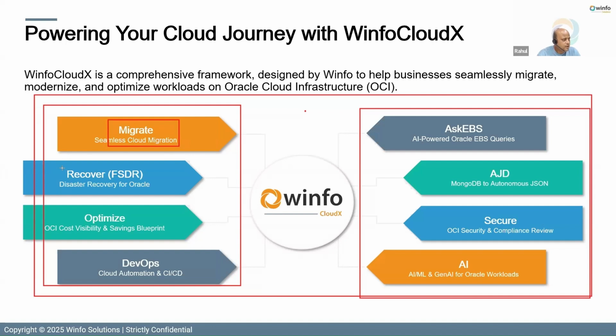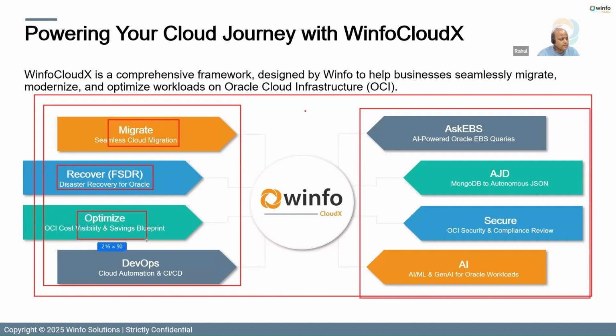Then we have something known as Recover. Recover is basically your DR, disaster recovery site. Here we are going to set up a DR for you, whether you are running on cloud and want a DR in a different region on the same cloud, or a DR on a different cloud. For example, if my production workload is running on OCI and I want to set up a DR on AWS, we will set that up for you. Based upon your RTO and RPO requirements, we'll set up a DR for you.